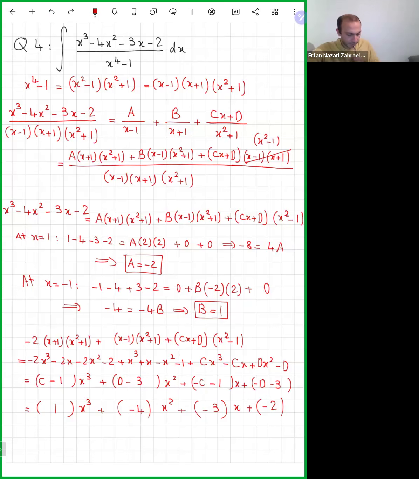Okay. Now I have simple equations to solve. This is this, or C minus 1 is 1. This implies that C is 2. And this equation is D minus 3 equals minus 4. So this means that D is 3 minus 4, or negative 1.